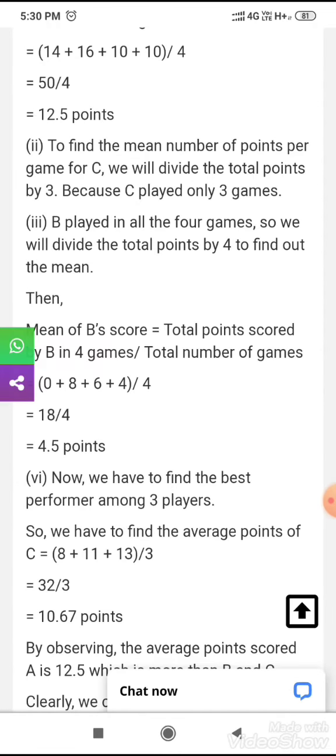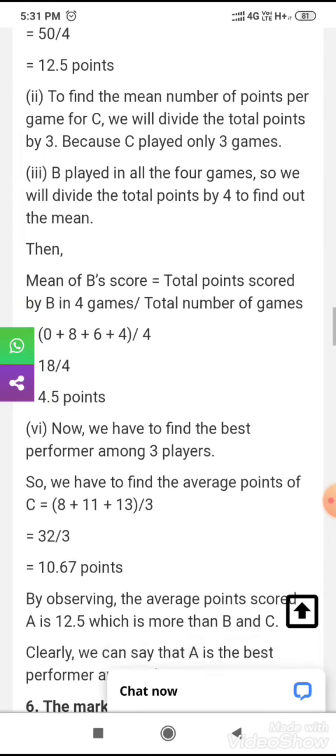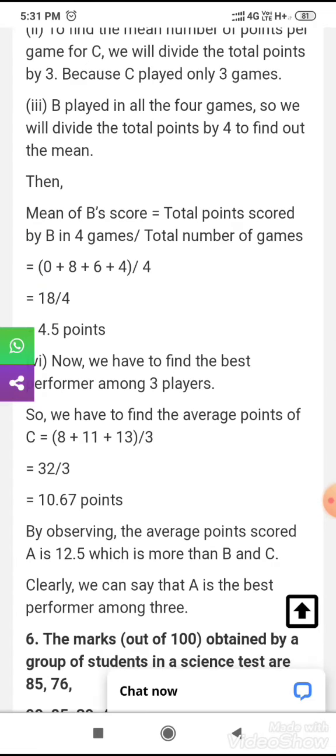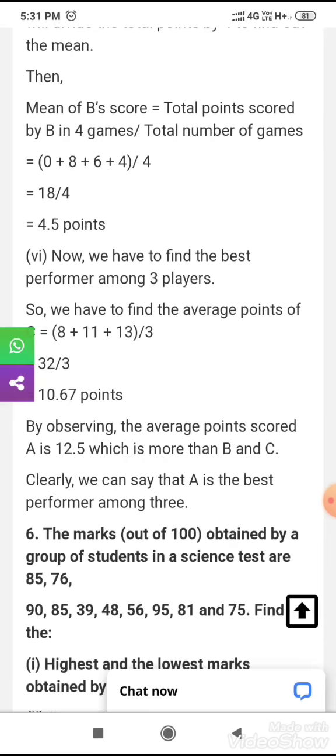In the second part, we have to find the mean number of points per game for C. For this, we will divide the total points by 3 because C played only 3 games. He did not play 1 game. And in the third part, B played all the 4 games, so we will divide the total points by 4 to find out the mean. B's scores are 0, 8, 6 and 4. So its sum is 18 and we divide by 4. So we have 4.5 points as our answer.